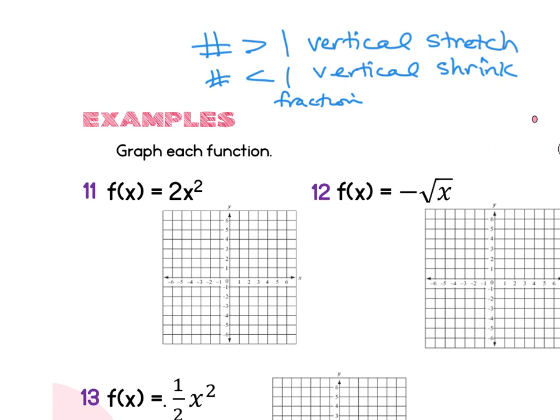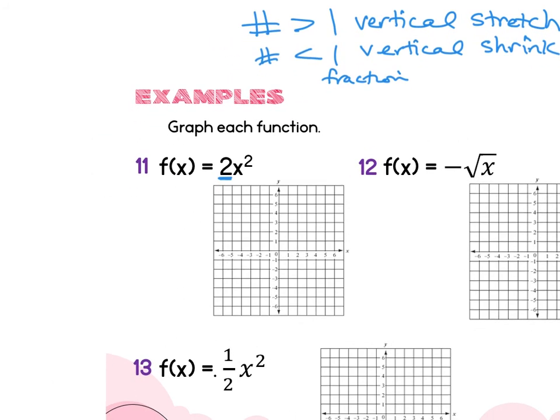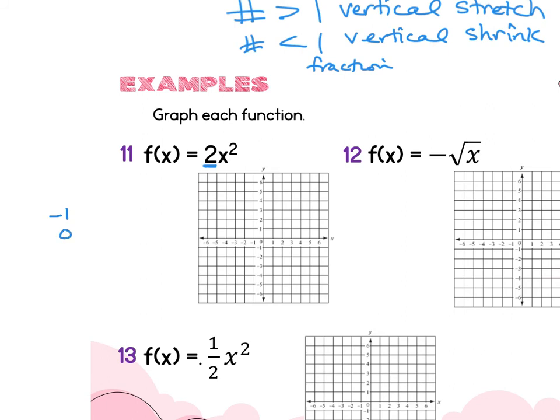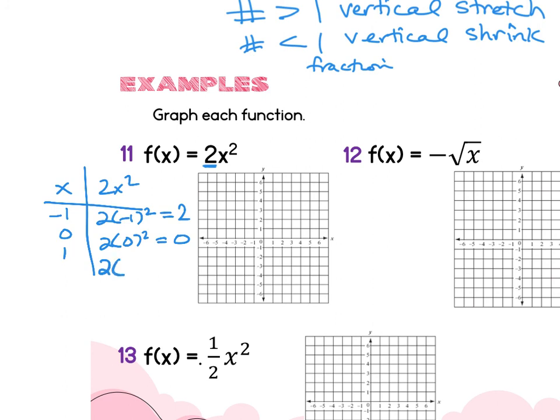Now, when you do the vertical stretch and shrink, when there's a number in front, I would just do a table of values. And you can use your same numbers. Plug in -1, 0, and 1, and get the new ordered pairs. So plug in -1, you square it, times it by 2, and it becomes 2. Plug in 0 and square it, this becomes 0. Plug in 1 and square it, times it by 2, and it's 2. So the new ordered pairs are going to be -1, 2, 0, 0, 1, 2.